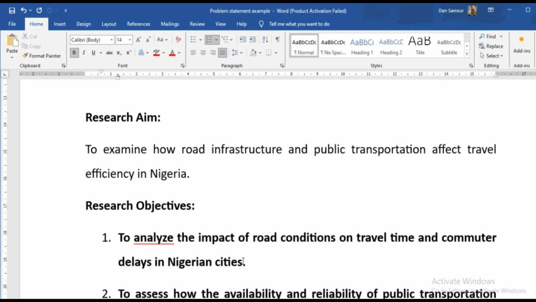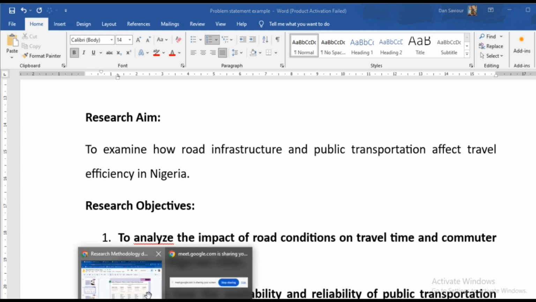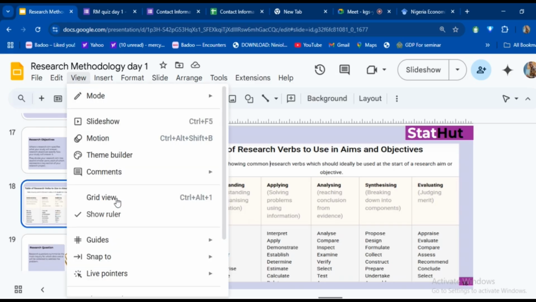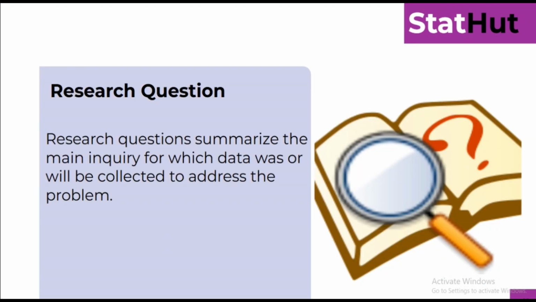We found out that we have actually typically used research verbs, right? So I've used research verbs. We have used research verbs to actually tailor down our objective, just like the one I just showed to us now, right? Then moving on to research questions.